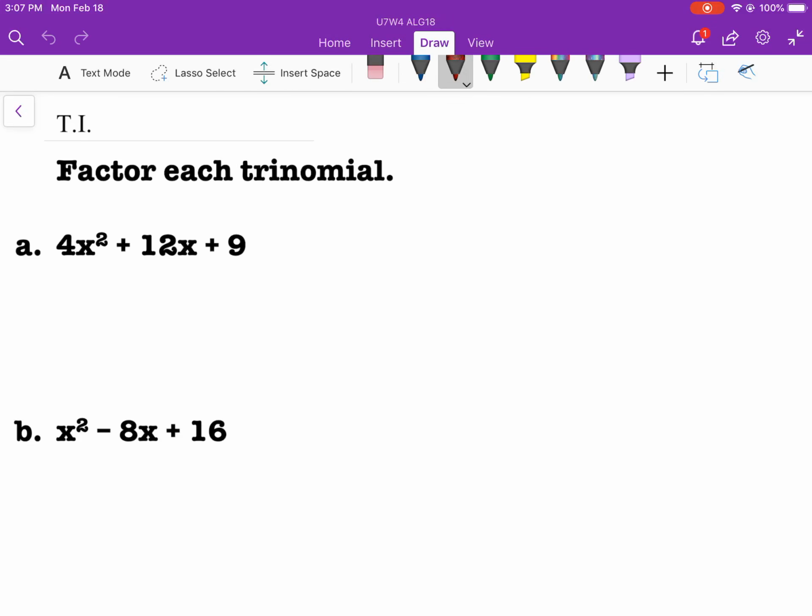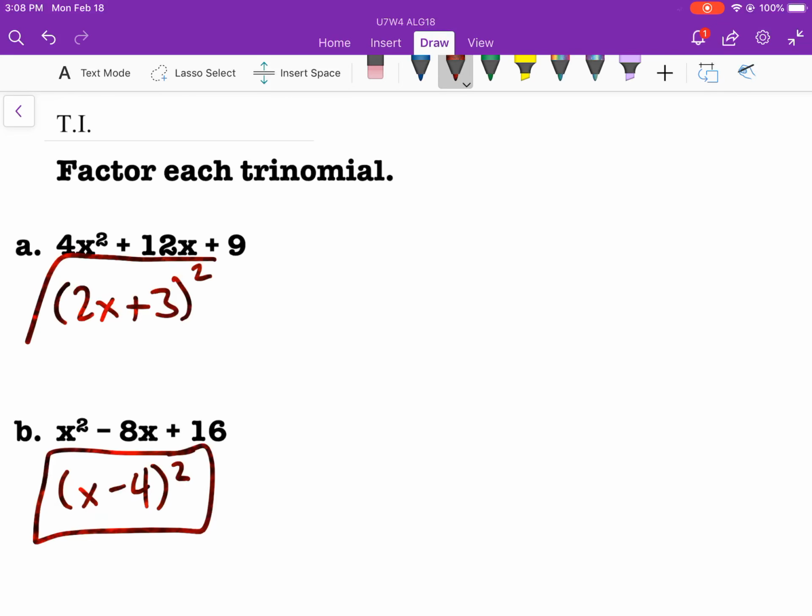Here's your try it. So let's speed this process up a little bit. A is equal to 2, B is equal to 3, squared, not to the third, squared. A is equal to 1, B is equal to 4. Done.